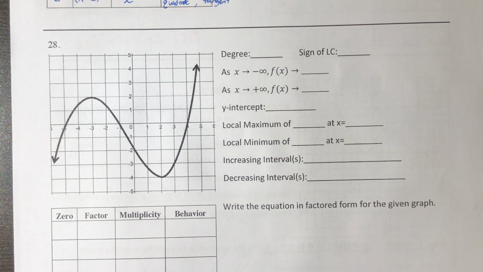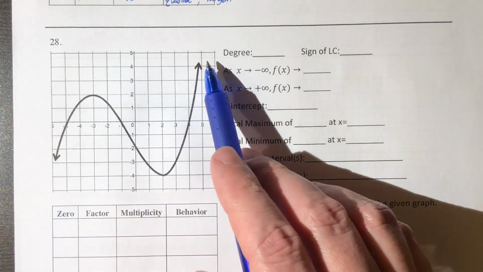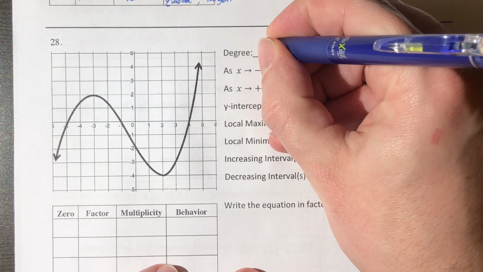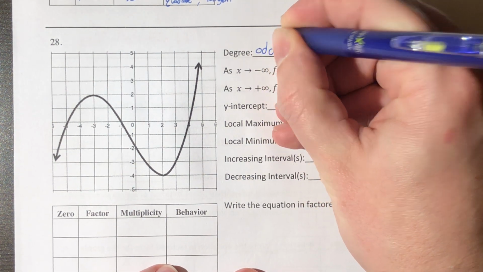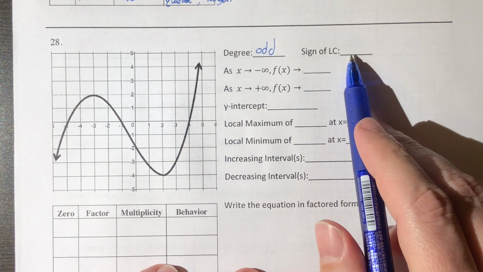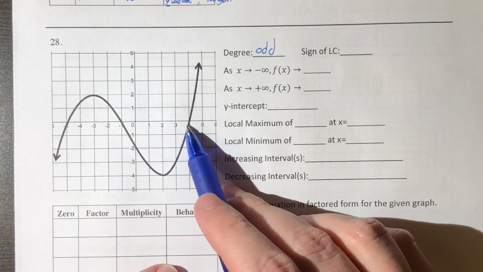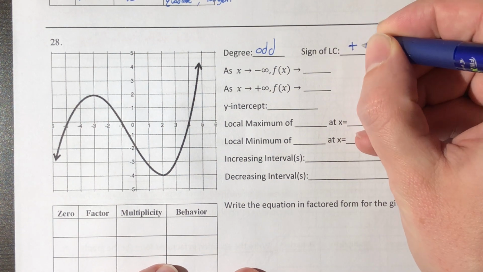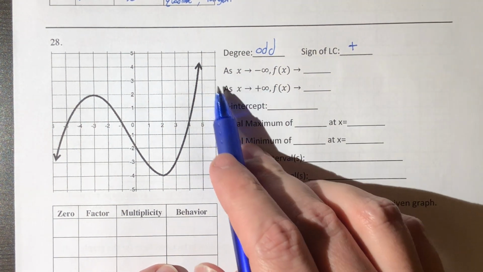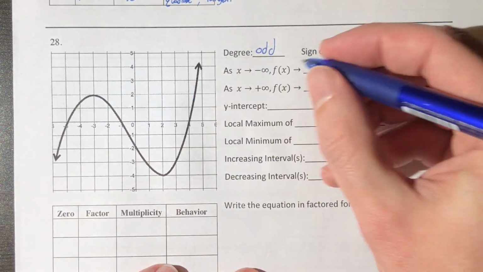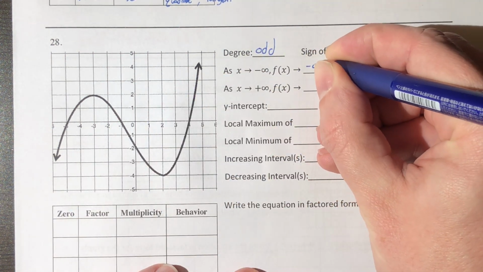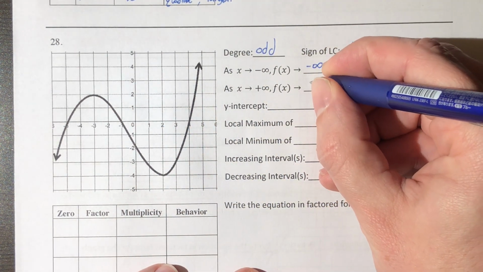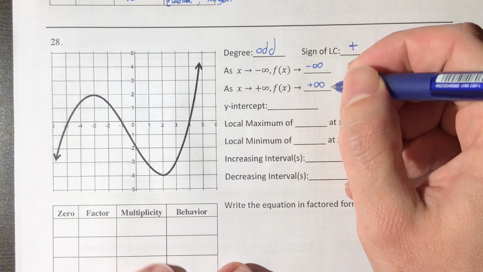So for 28, again, both of these arrows are going in opposite directions, so that my degree has to be odd. The sign of my leading coefficient, that's looking to the right, it's going up, so that needs to be positive. Filling this out, as it moves to the left, it's going down to negative infinity. As my graph goes off to the right, it's going up to positive infinity.